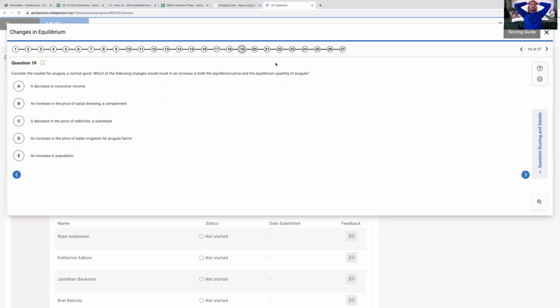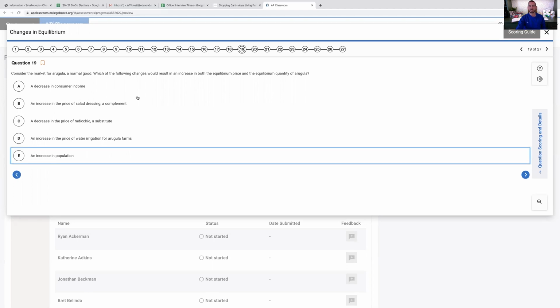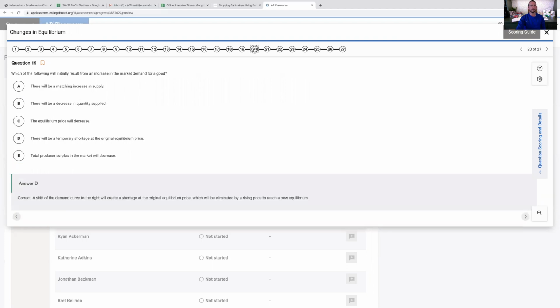Okay, so think about demand. If you decrease demand, price goes down, quantity goes down, so that's not it. If you increase demand, price goes up and quantity goes up. So it has to be an increase in demand. So which of these 5 result in an increase in the demand? That would be an increase in population. If we have more people, there are more people buying it. Okay, so that's number 19E.